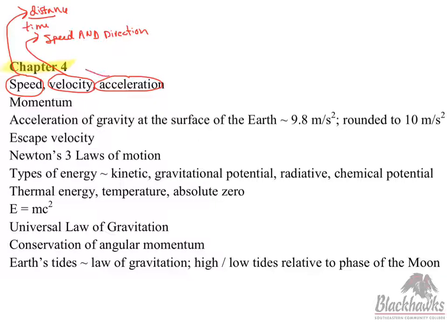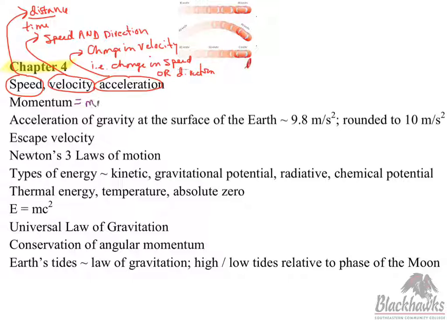Now acceleration is change in velocity. If acceleration is change in velocity, and velocity has the two components of speed and direction, do you see where acceleration is a change in speed and/or direction? Either one of those. If you change either your speed or your direction, we say that you are accelerating. So I think your book does a pretty good job up here.